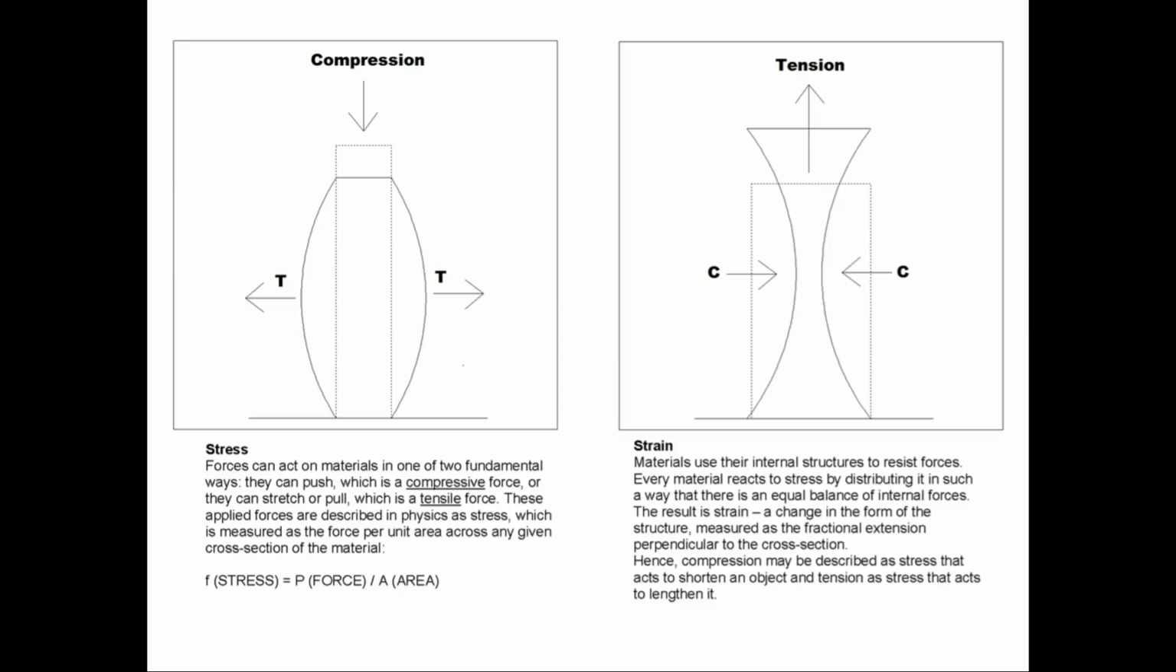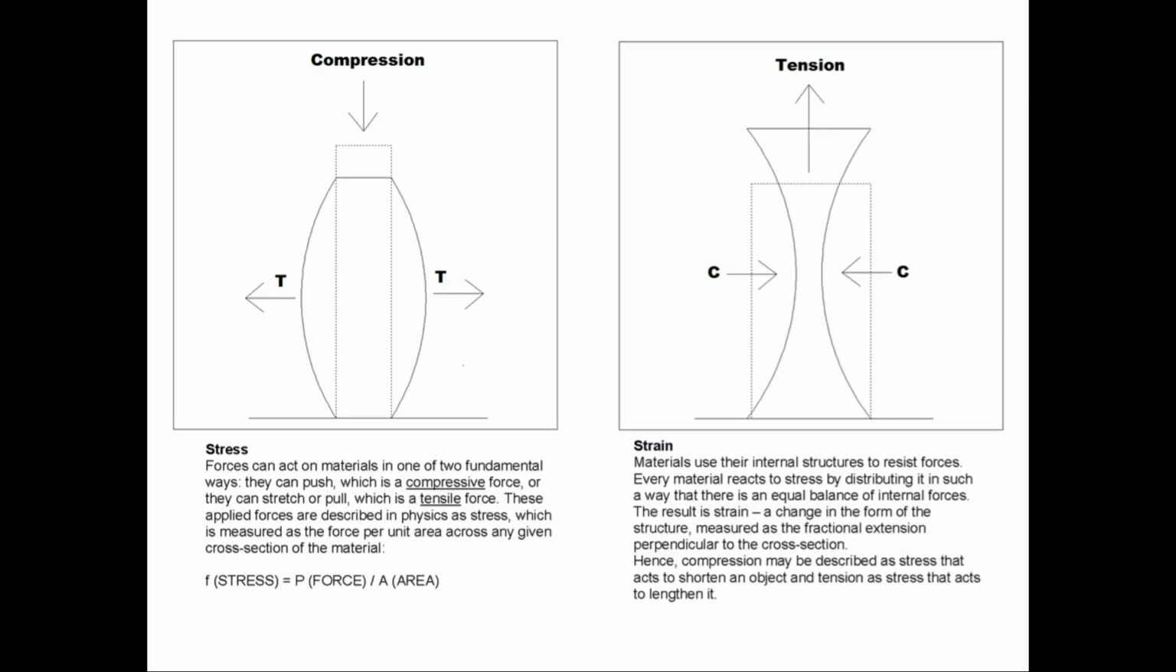Strain. Materials use their internal structures to resist force. Every material reacts to stress by distributing it in such a way that there's an equal balance of internal forces, and the result is strain, which in fact is a change in the form of the structure. As I said, structures do bend, measured as the fractional extension perpendicular to the cross-section.